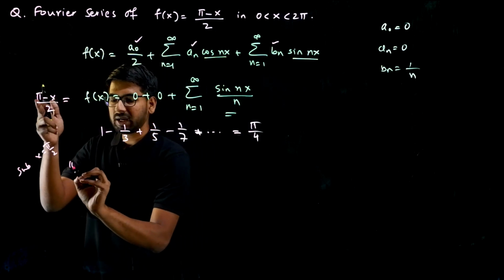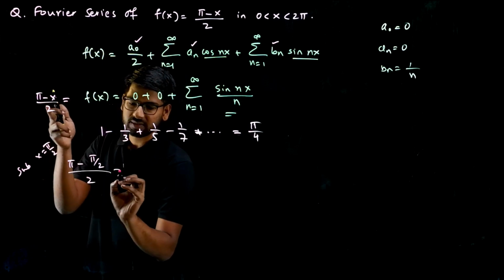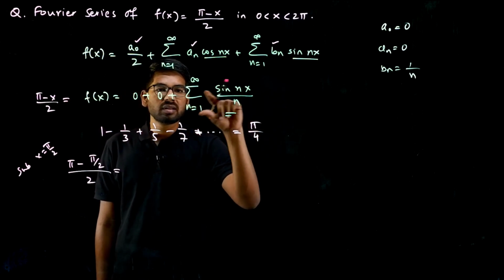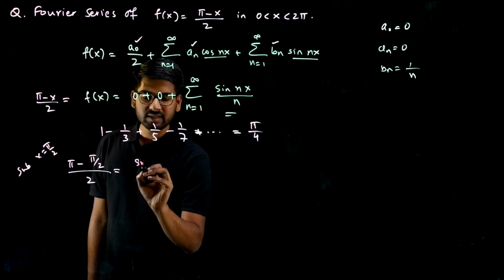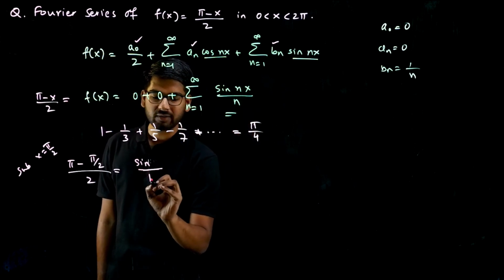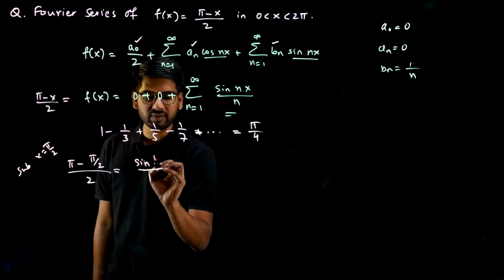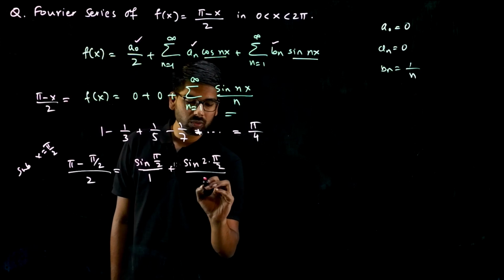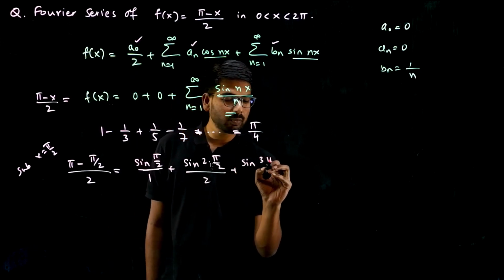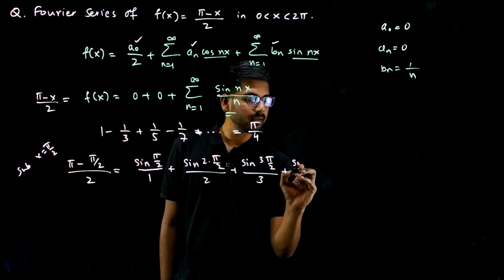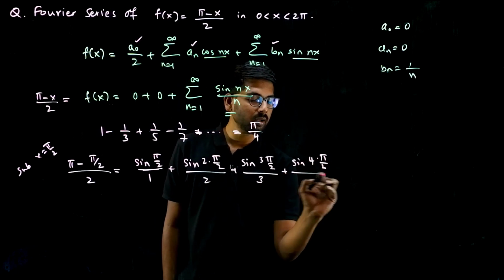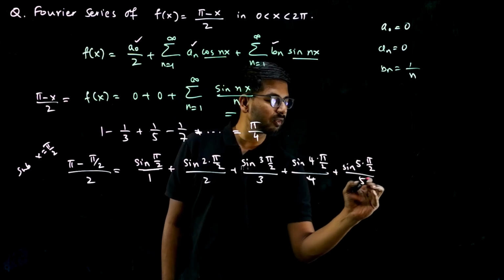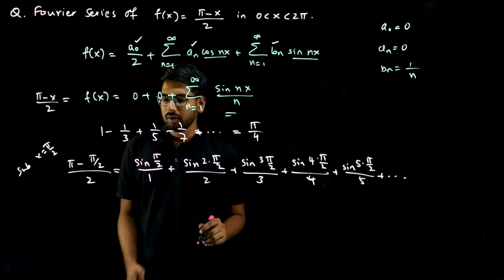What will you get? Pi minus pi by 2 is equal to, and we will open this summation. So substituting n is equal to 1, what will you get? sin 1x by 1, right? So we are substituting x equal to pi by 2. So it is sin pi by 2 by 1 plus sin 2 into pi by 2 by 2 plus sin 3 into pi by 2 by 3 plus sin 4 into pi by 2 by 4 plus sin 5 into pi by 2 by 5. This goes on and on till infinity. Okay, so what do we get here?